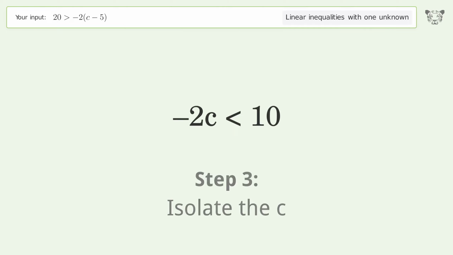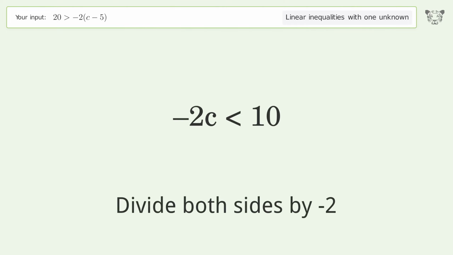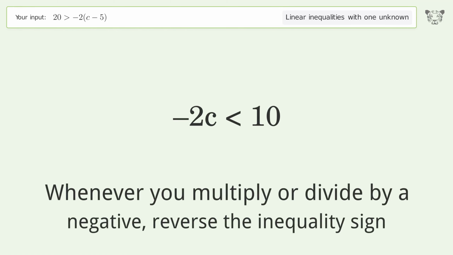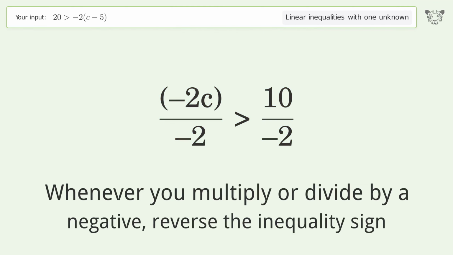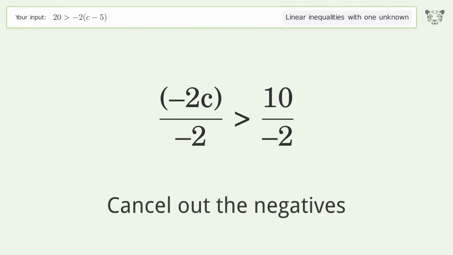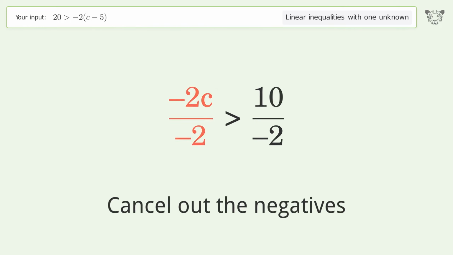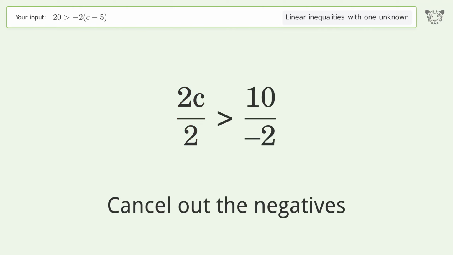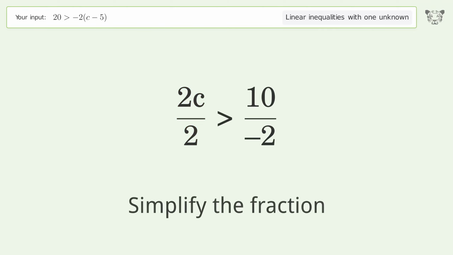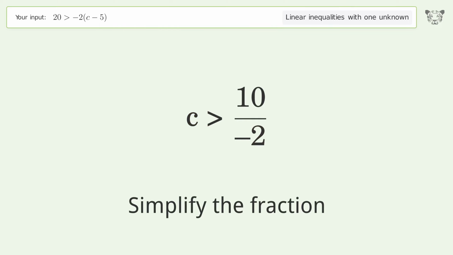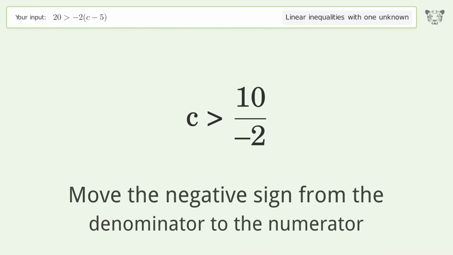Isolate the c. Divide both sides by -2. Whenever you multiply or divide by a negative, reverse the inequality sign. Cancel out the negatives. Simplify the fraction. Move the negative sign from the denominator to the numerator.